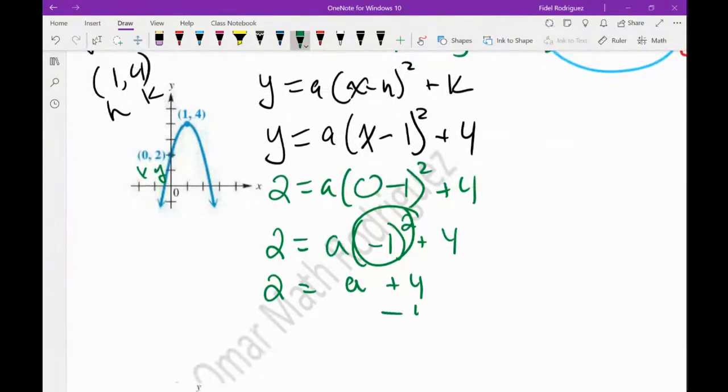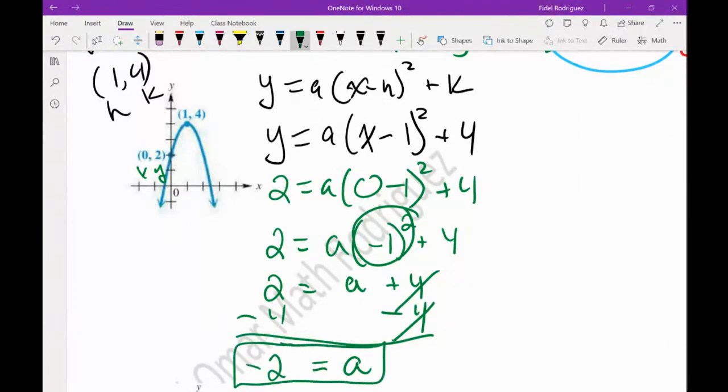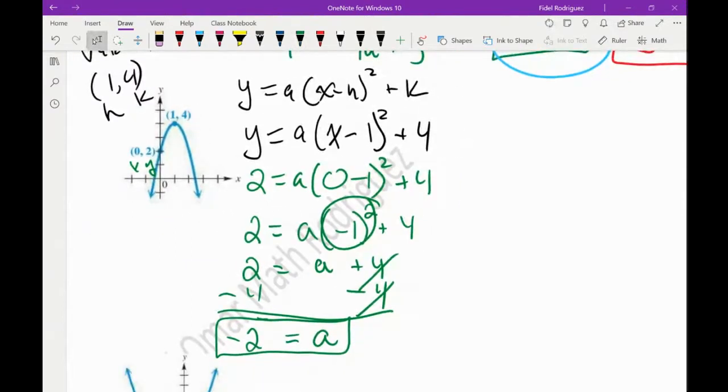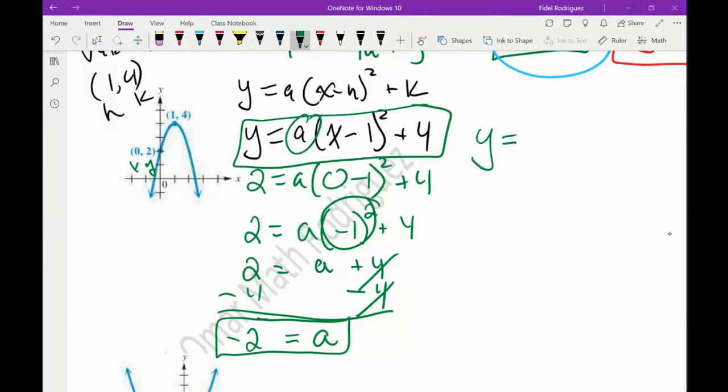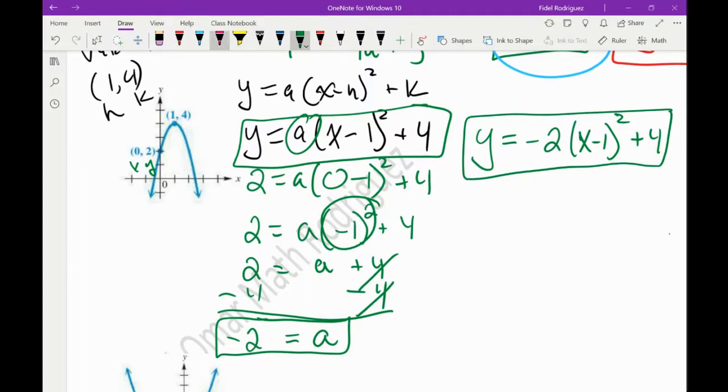I want to solve for a, so I'm going to go ahead and go minus 4 and minus 4. And 2 minus 4 is negative 2. Okay. And again, we'll do the same thing right here. Instead of me writing that a, I'm going to write y equals negative 2 times (x minus 1) squared plus 4. Okay. Again, y'all, if I come back and look at my graph, the graph's opening down, and that's why we got a number a that was negative, right? Does that make sense? Yeah, we're okay.